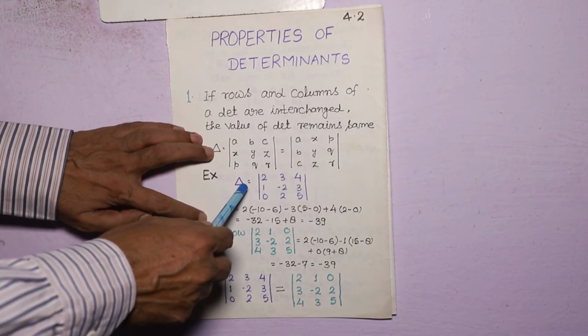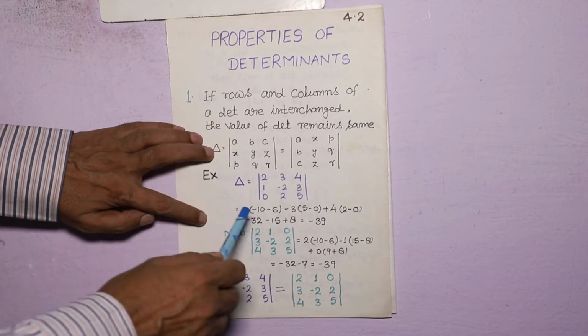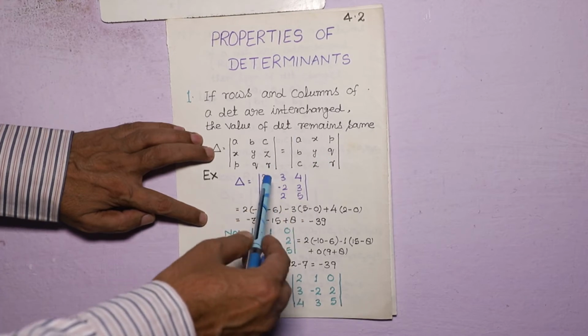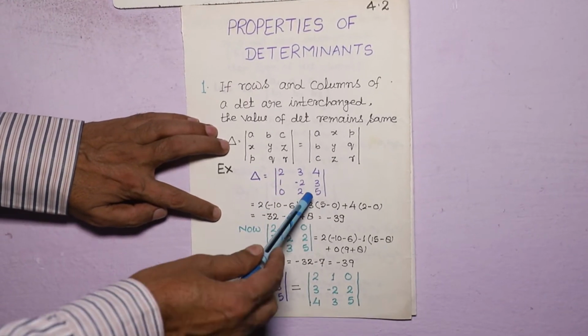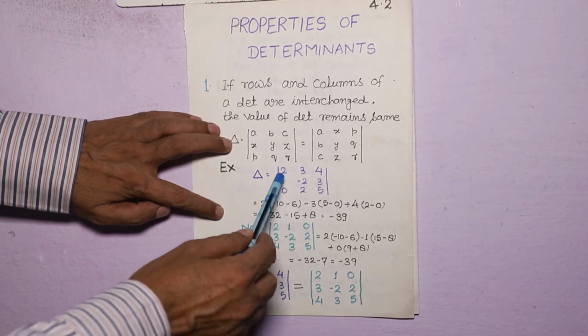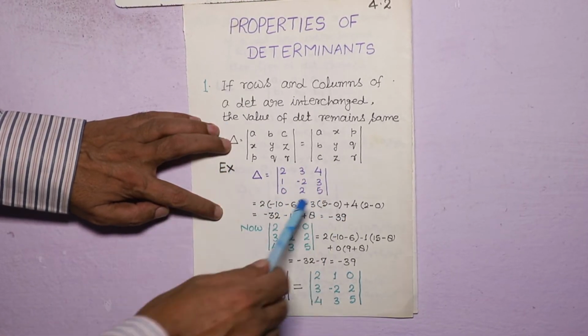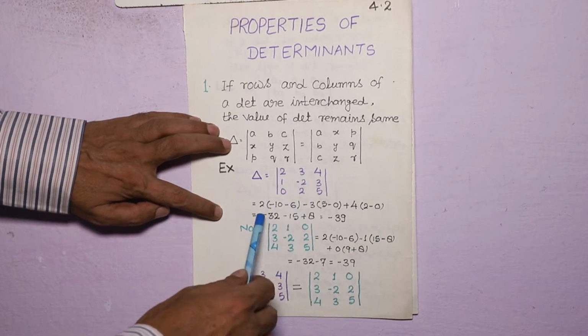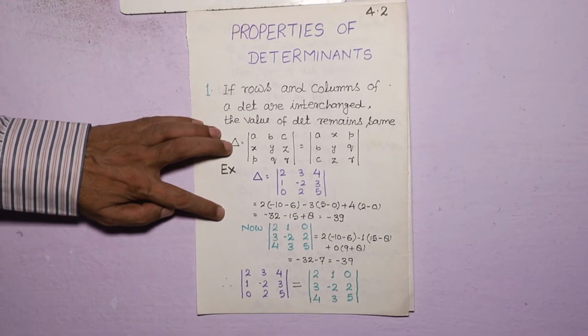Like the determinant 2, 3, 4, 1, minus 2, 3, 0, 2, 5. Expanding it along the first row, so 2 into minus 10 minus 6, minus 3 into 5 minus 0, plus 4 into 2 minus 0, and its value is minus 39.